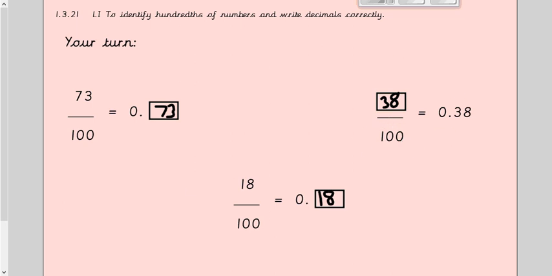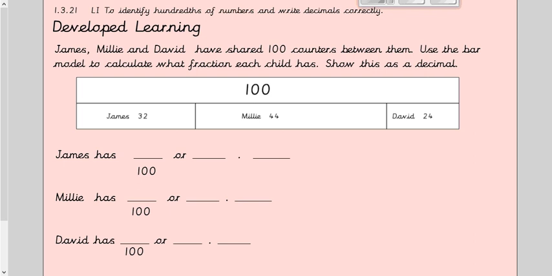Moving on then to our developed learning, we've got a question here where it says, James, Millie and David have shared 100 counters between them. Use the bar model to calculate what fraction each child has. Show this as a decimal. So you can see the bar model here. There are 100 counters altogether. James has 32, Millie has 44 of them, and David has 24 of them.